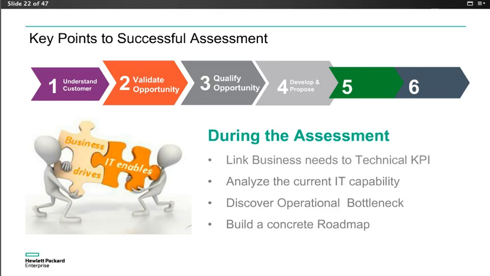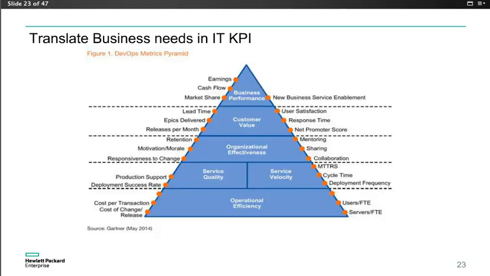What we are doing, we analyze the current IT capability, because it's really often that these IT capabilities are on the right level, but maybe they do not feed the right information to the right place to let business see how IT is working and whether they are perspective or not. Then we discover operational bottlenecks. Whether we see any blocker, any bottleneck in the process that is responsible for operation of IT, and we help the customer to build a concrete roadmap.